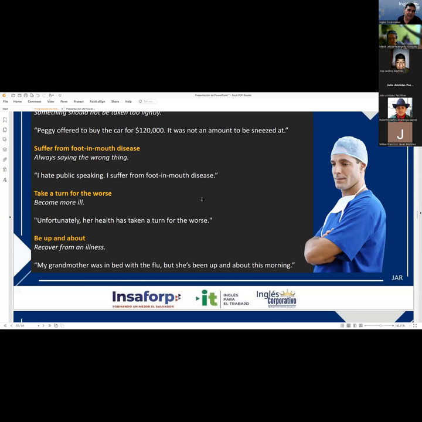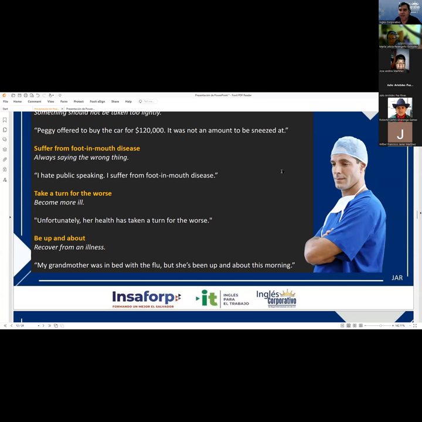So then, take a turn for the worse. Means change for the worse. What's the meaning? Become more ill. Someone is sick and the person gets sicker, right? So that is take a turn for the worse. The man went to the hospital for a respiratory problem, but he took a turn for the worse and went into a coma. And eventually passed on.